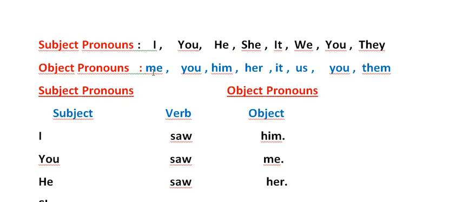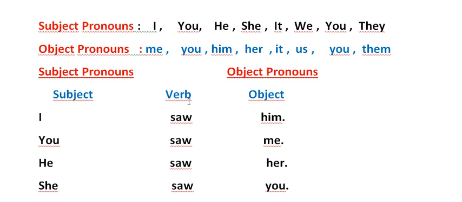Of course, you have to memorize which are object pronouns and which are subject pronouns. If you use a pronoun as an object, you use me, you, him, her, it, us, you, and them. And if you use it as a subject pronoun, you're going to use I, you, he, she, it, we, you, they.